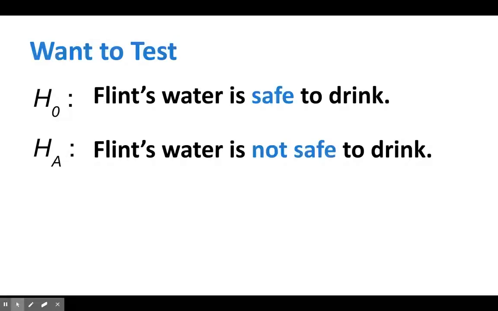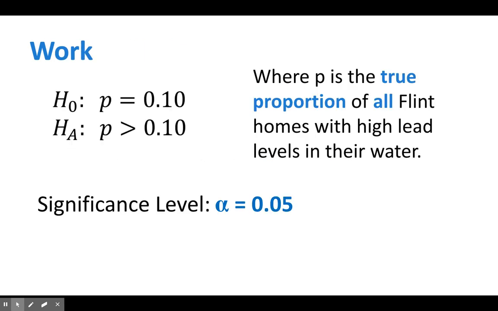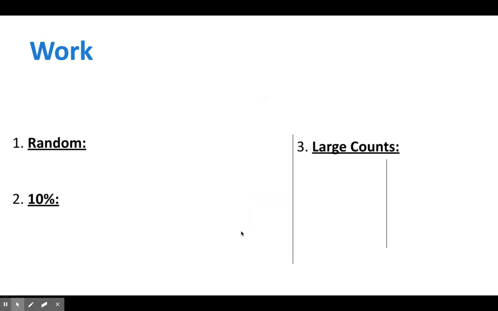Okay, for starting these, you have to write your null and your alternative. Remember, the null is that it's safe to drink. The alternative is that it's not safe. What this is going to look like for us with numbers: the EPA says that it has to be more than 10% of homes in a city. So the null is going to be that the proportion is 0.1. The alternative is that it's greater than that. And again, p is the true proportion of all Flint homes with high lead levels. And for this, we're going to use a significance level of 0.05.